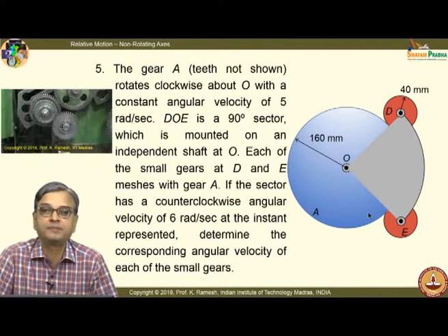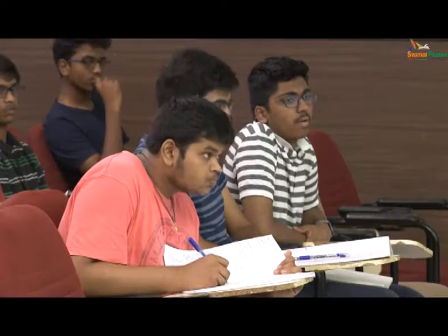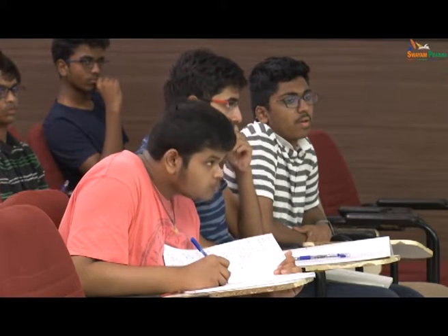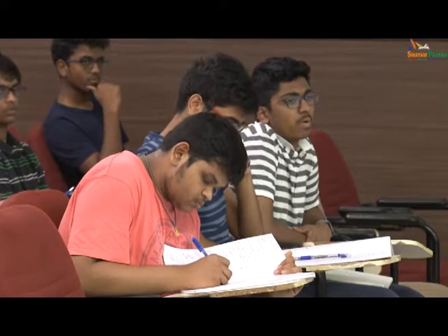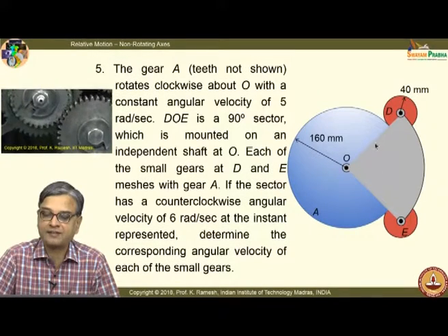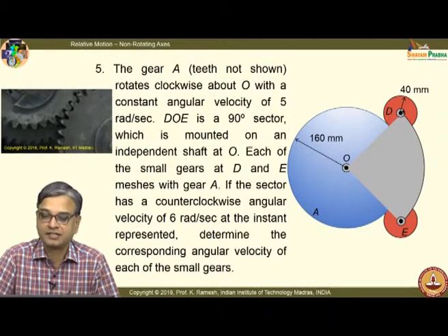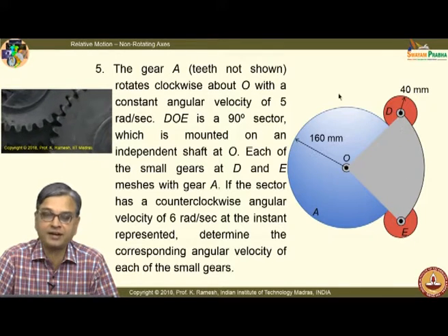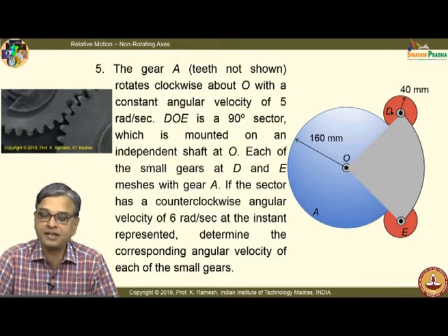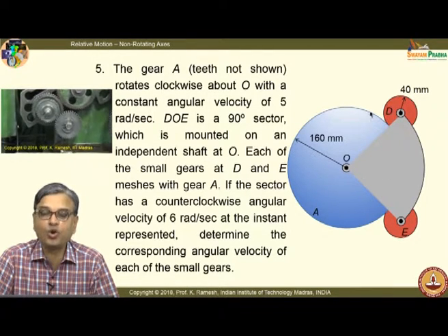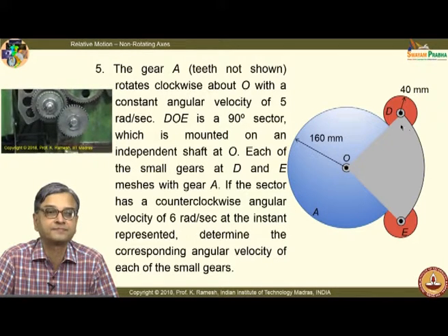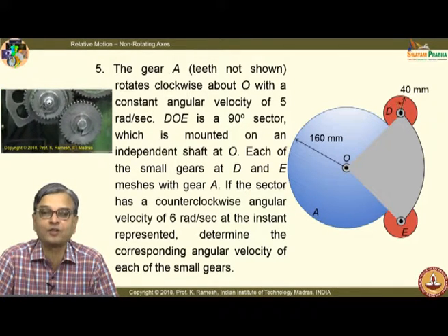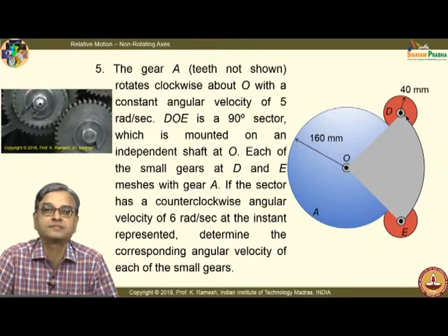Is the problem statement clear? I have a blue gear which is rotating in clockwise direction. I have a sector gear, and this sector is rotated independently. When I rotate this independently, these gears will roll on this base gear. You are asked to find out the angular velocity of the smaller gears.